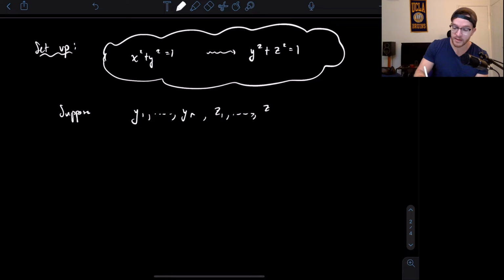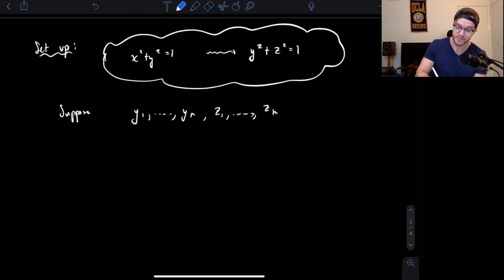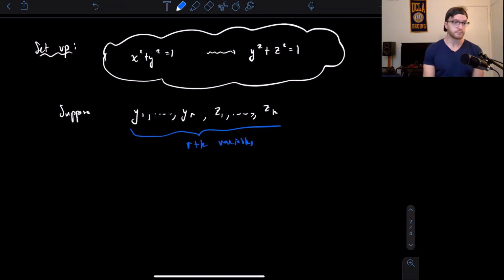And I have k z variables. So here r would be 1, here k would be 1. In total, I have 2 variables. And in this general situation, in total, I'm going to have r plus k variables.